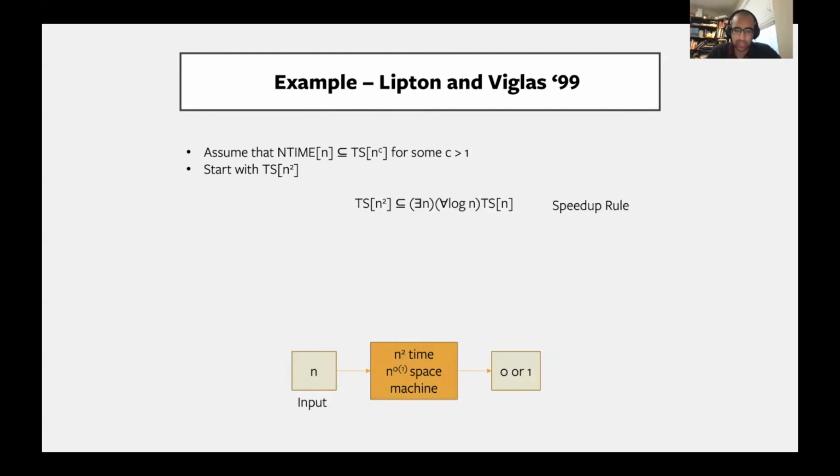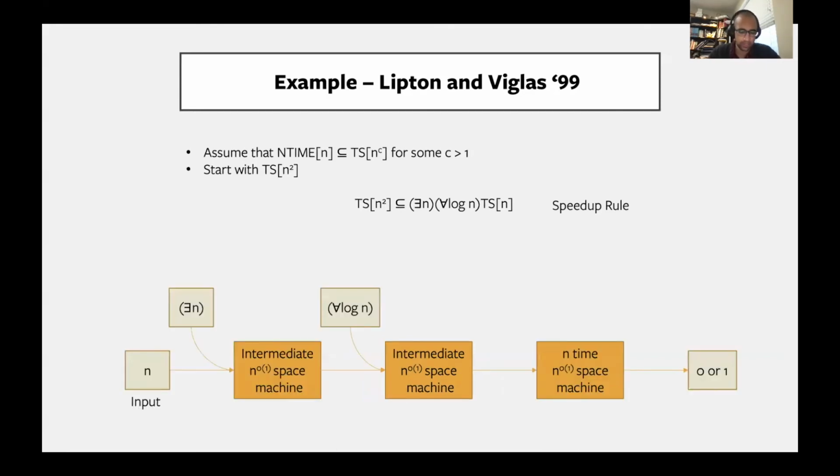We can start by applying the speedup rule, which shows that TISP(n^2) is contained in exists n, for all log n, TISP(n). We mentioned how this might be proved earlier. And this is now what the right-hand side looks like. We have an n-bit input, the existential part, the universal part, the verifier, and the output. By the definition of co-NTIME(n), the universal part and the verifier together are just a co-NTIME(n) machine. And so by assumption, as mentioned, we can replace this with TISP(n^c). This can be thought of as an application of the slowdown rule.